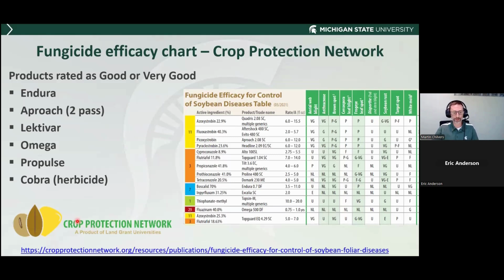So at the Crop Protection Network, if you Google that and search for white mold or fungicide efficacy soybean, we have these fungicide efficacy charts. And so we've got all the different diseases listed there. And there's a category for white mold, and then we have these different products and where we see them fitting, whether they be good or very good or poor for white mold control. So here's a quick list of the typical products that we would generally recommend that are ranked as good or very good for white mold suppression.